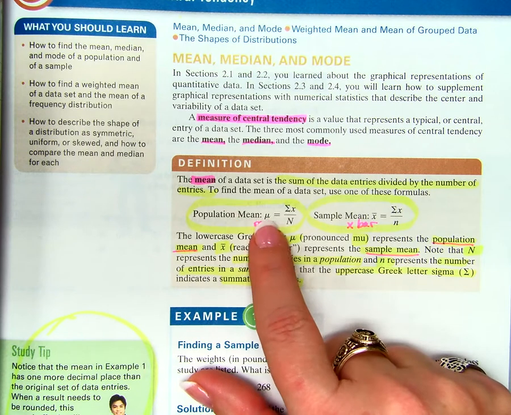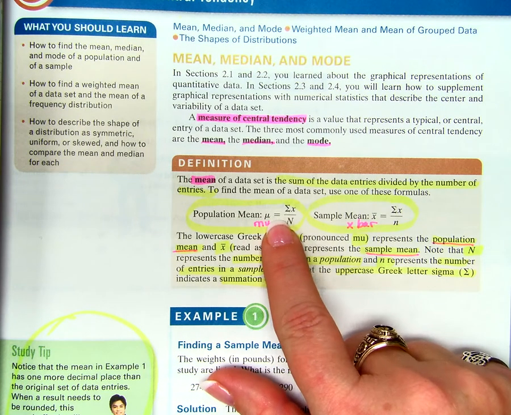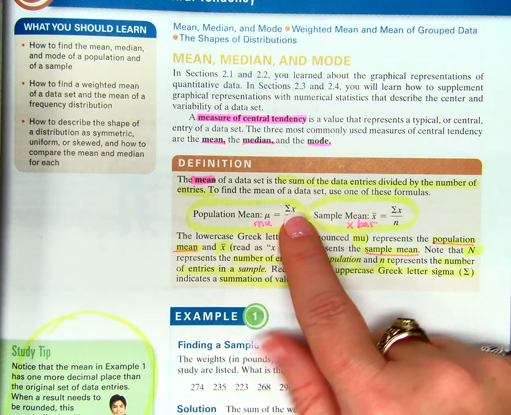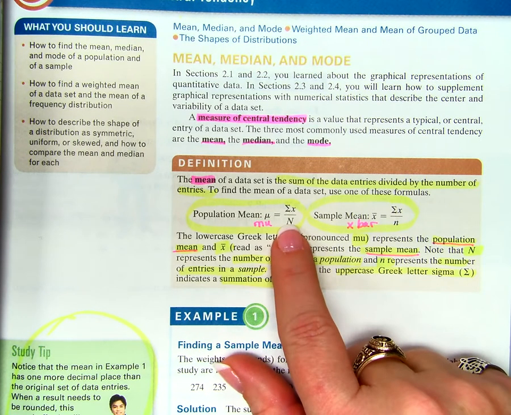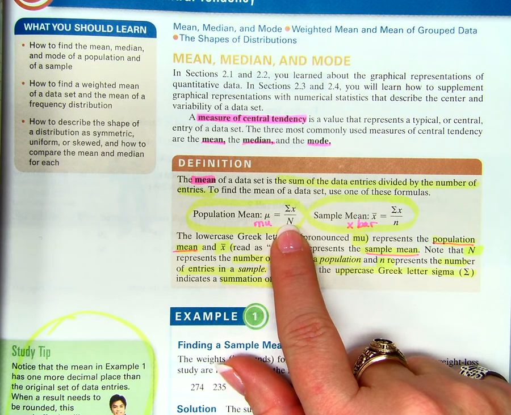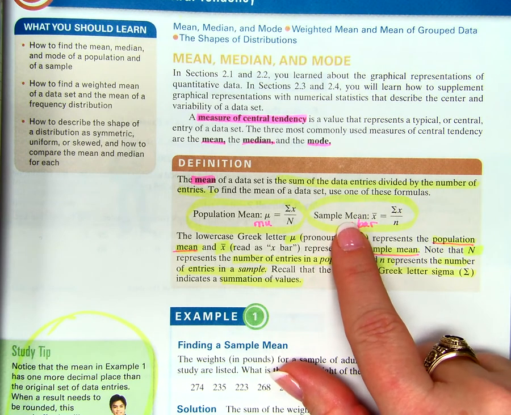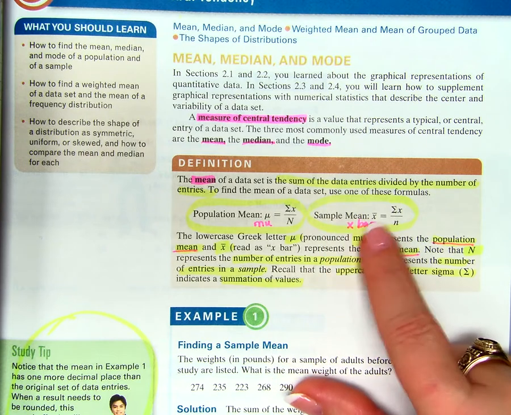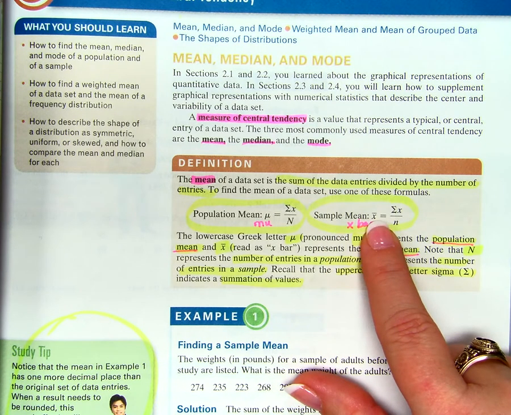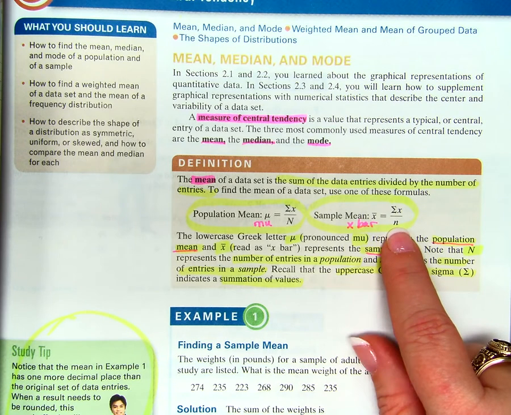To find the population mean, we use the Greek letter mu. And to find the population mean, we take the sum of all the values and divide it by the number in the population, a capital N. But guys, look, to find the sample mean, not just the population mean, we're going to use X bar to represent a sample mean, and we're going to take the sum of all the entries and divide it by the number of entries there were.